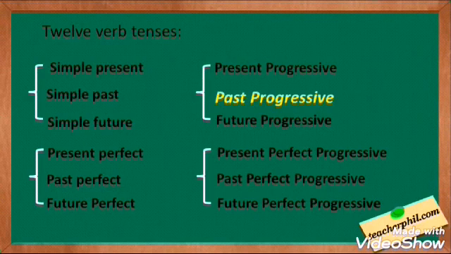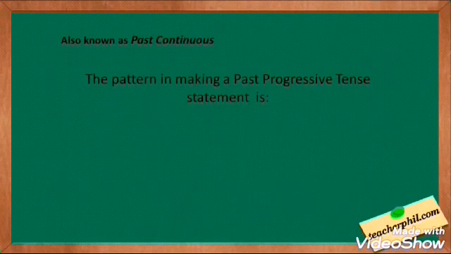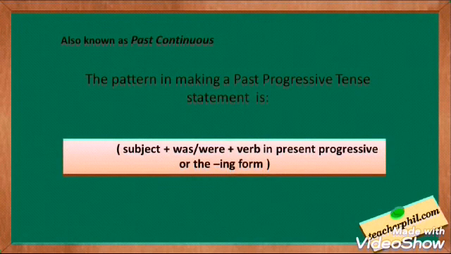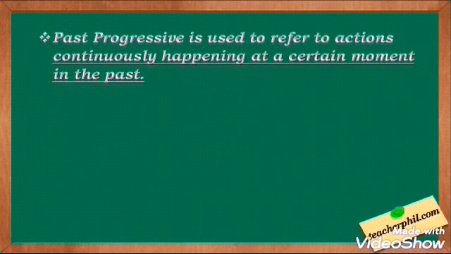Hello everybody, today our grammar lesson is about the past progressive tense, or the past continuous tense. It's known as the past continuous tense. What is the pattern in making a past progressive tense? We have to put a statement like that: subject plus was or were plus verb in the present progressive, or verb plus ing.